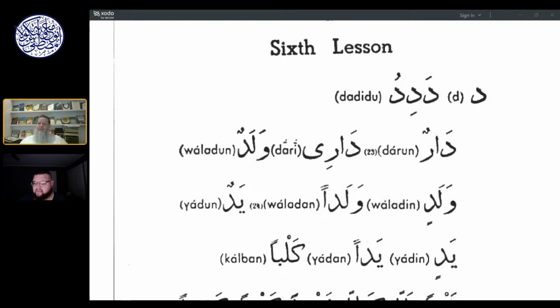Alhamdulillah. Okay, we're on our sixth lesson. Our last lesson was just review, and it was a lot of vocabulary that we had, so we took it as a review. But this sixth lesson, we're going to learn four more alphabets, basically. The first one is dal.